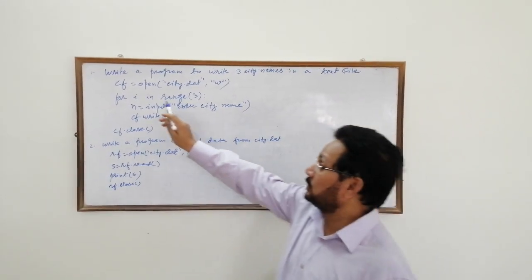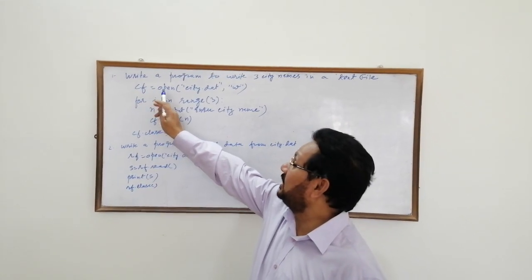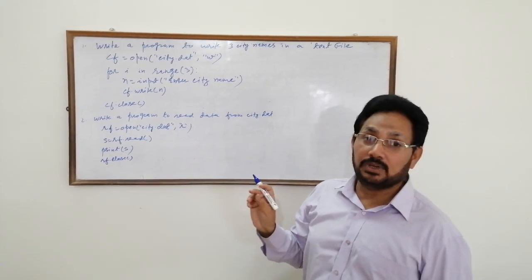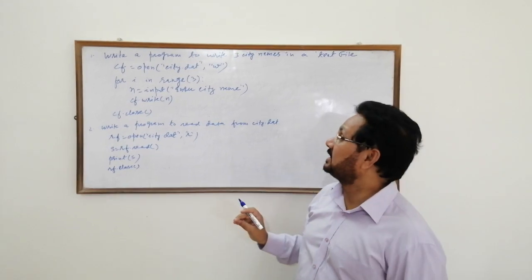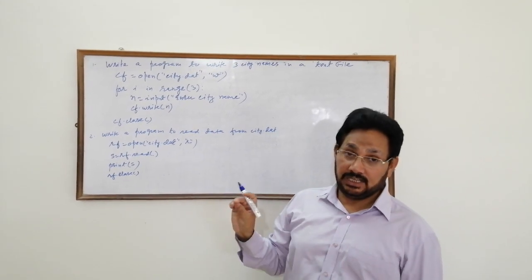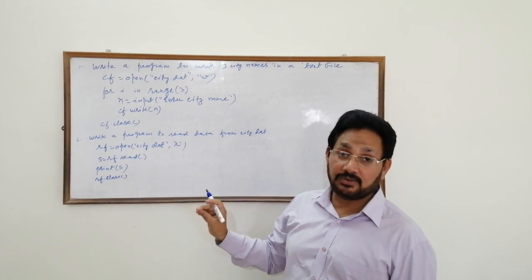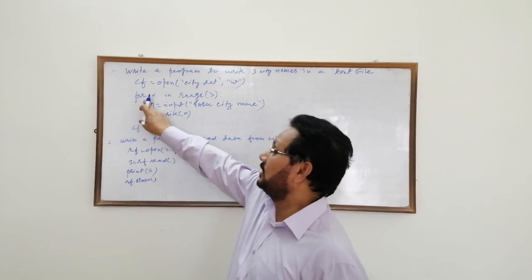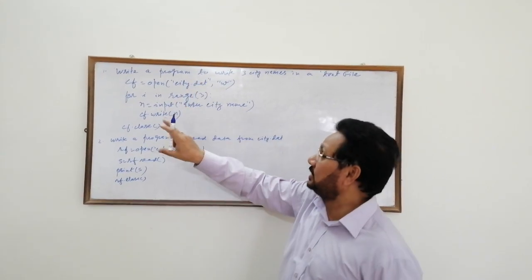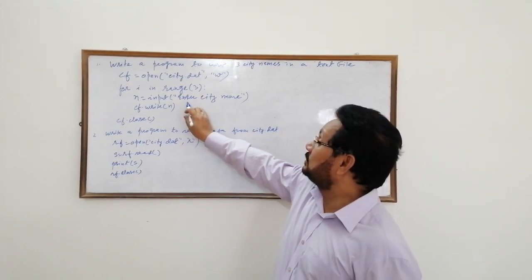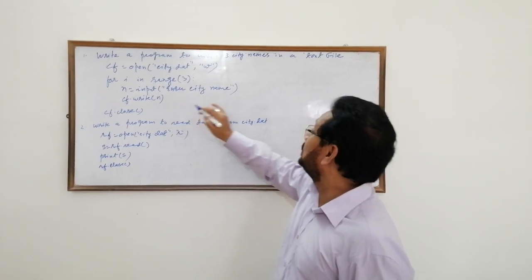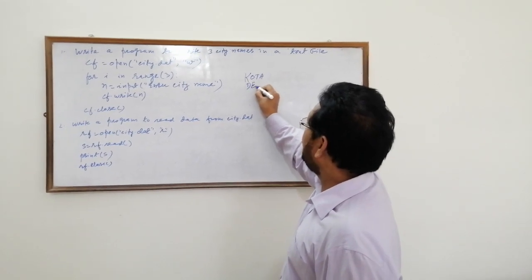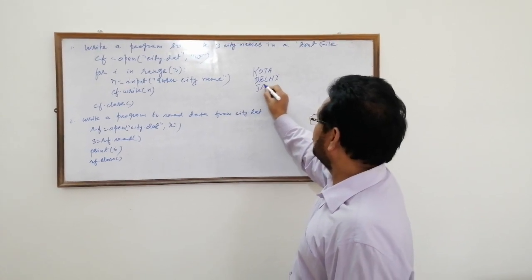Now what I am doing here: I am writing CF equals open city.dat. CF is the object, simply an identifier. Open is the method, city.dat is the data file name, or you can say text file name, and W is the mode. Now here I am using a loop. This loop will execute 3 times, that is 0, 1, 2, and it will ask you to enter a city name 3 times. Suppose I have entered the cities as Kota, Delhi, and Jaipur.